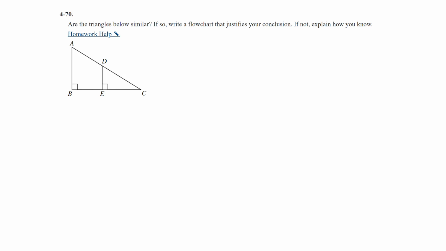We see that they both have a right angle, so that's good. And the other thing is that this angle C represents both triangles. So you have the little triangle with angle C, but you also have the larger triangle with the same angle C. So therefore, angle C is congruent to angle C. So the triangles are similar by angle-angle similarity, and we're going to justify that by using a flowchart.